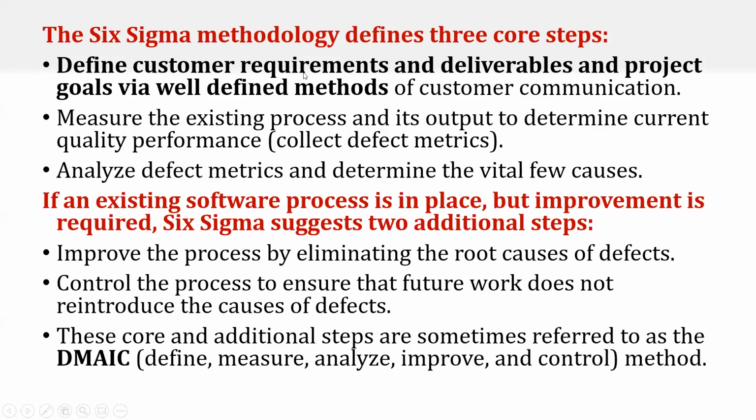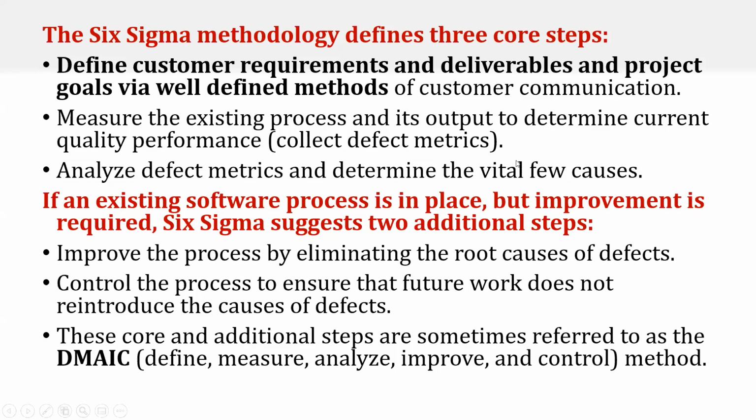And if you already have the software process, and if you want to improve it, Six Sigma suggests two additional steps. That is eliminating the root cause of the defect. You find out where the problem occurs. You eradicate or eliminate the particular root cause, and you work furthermore by eliminating the cause of defect.